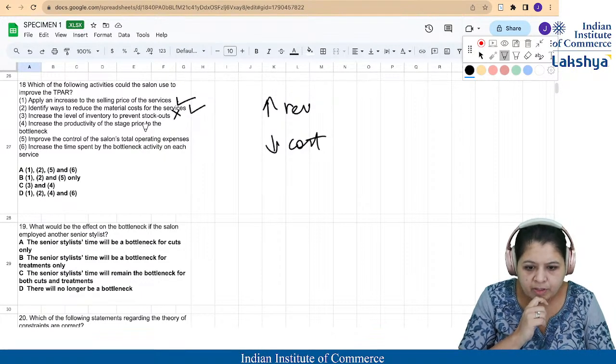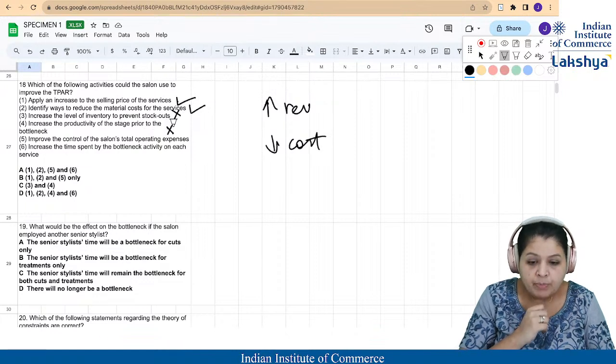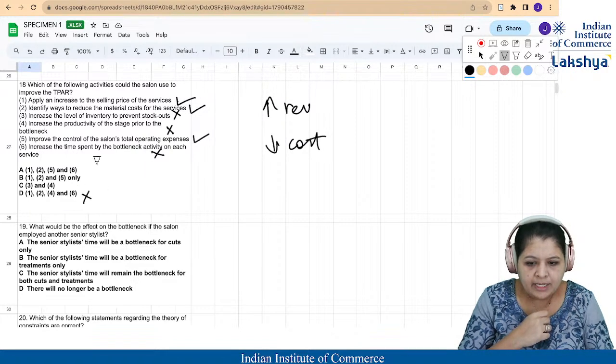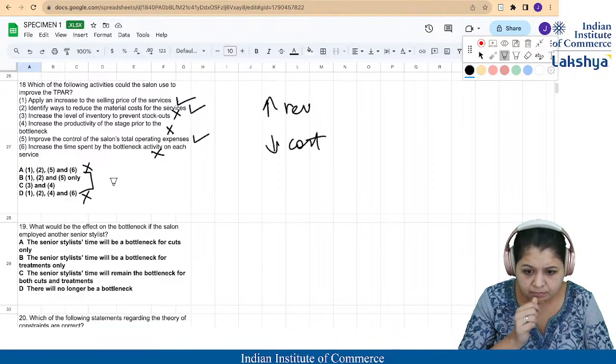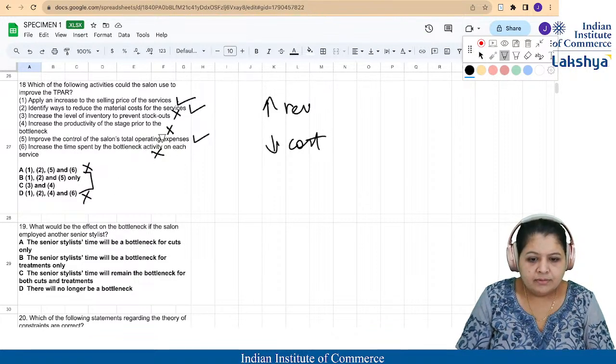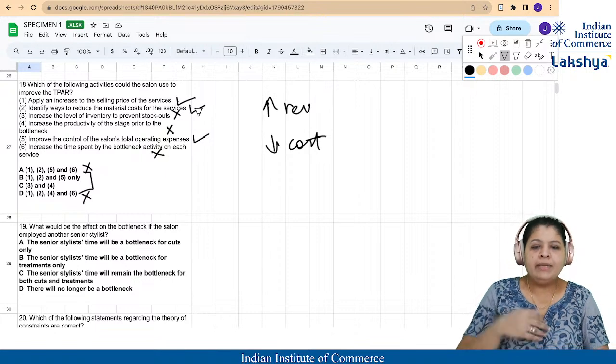Increase in the productivity of the stage prior to the bottleneck. I don't think that plays a role. Improve the control of the salon's operating expenses. Yes. Increase the time spent by the bottleneck on each service. That is definitely wrong, right? So D and A are definitely wrong, and then you're always stuck between these two. But there are certain things which show that TPAR can increase.